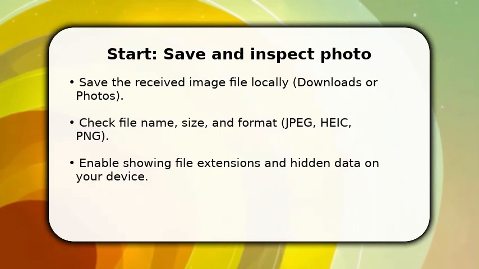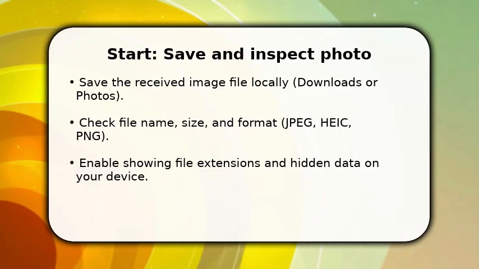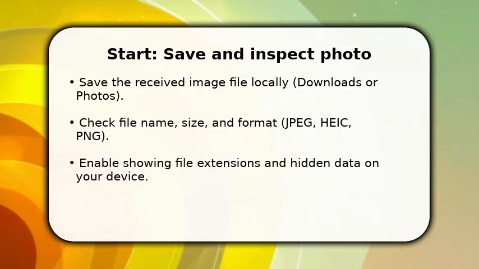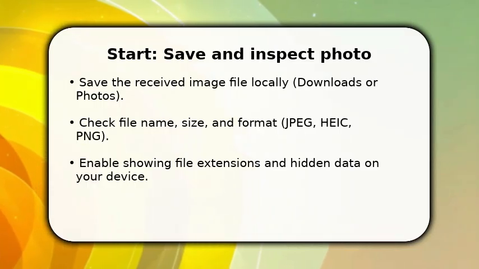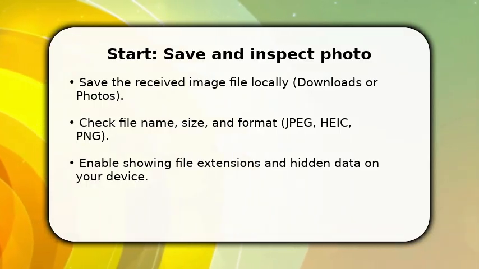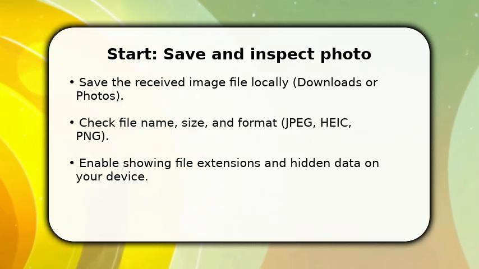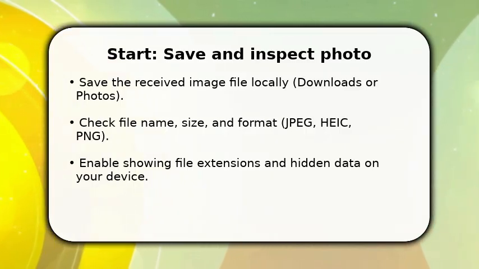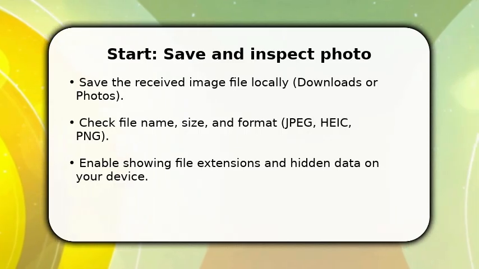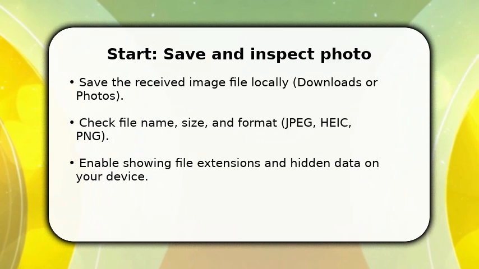Enjoy the video. You already have the image. Save it to your device now so you can inspect its data. Once saved, open the file properties to view the format and file size, because JPEG or HEIC usually contain metadata. Make sure you can see file extensions and hidden attributes on your operating system. This helps you confirm it's the original file rather than a screenshot. I'll show you where to look for embedded data next, and why screenshots typically remove location details.